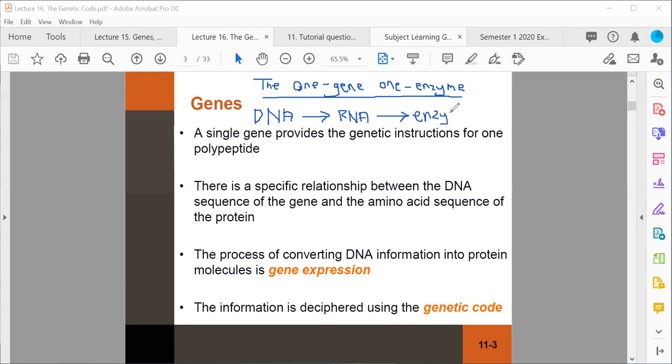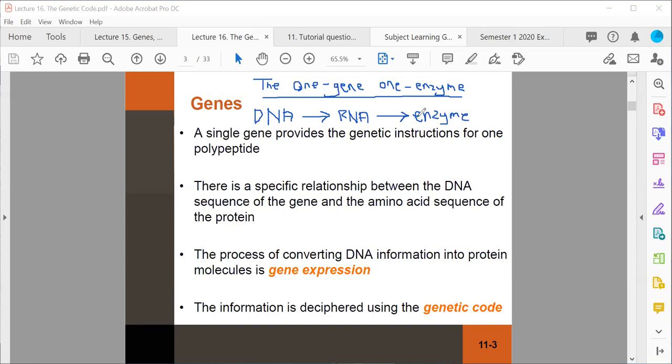This is what was originally thought, and that's because the early studies on gene expression were really investigating various enzymes in yeasts. So this is why this particular dogma was basically proposed. But the problem with this came about with further study.